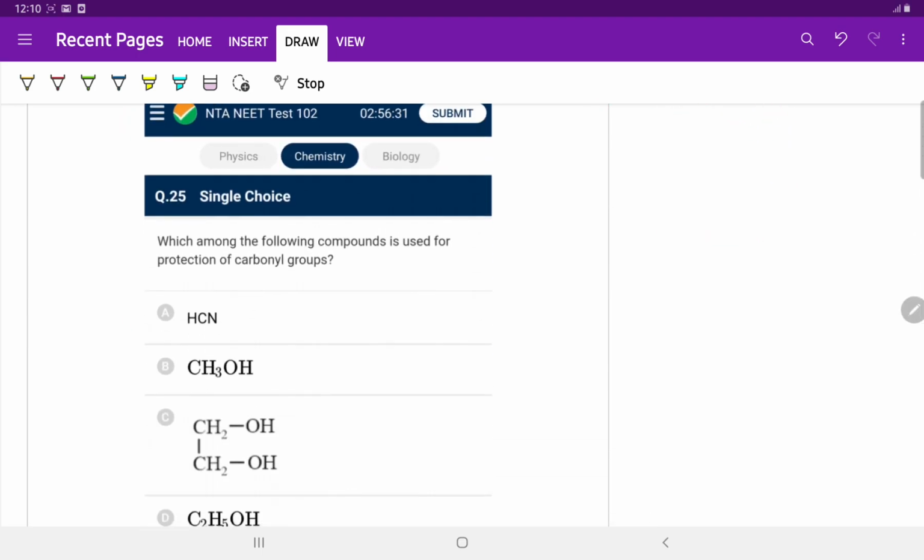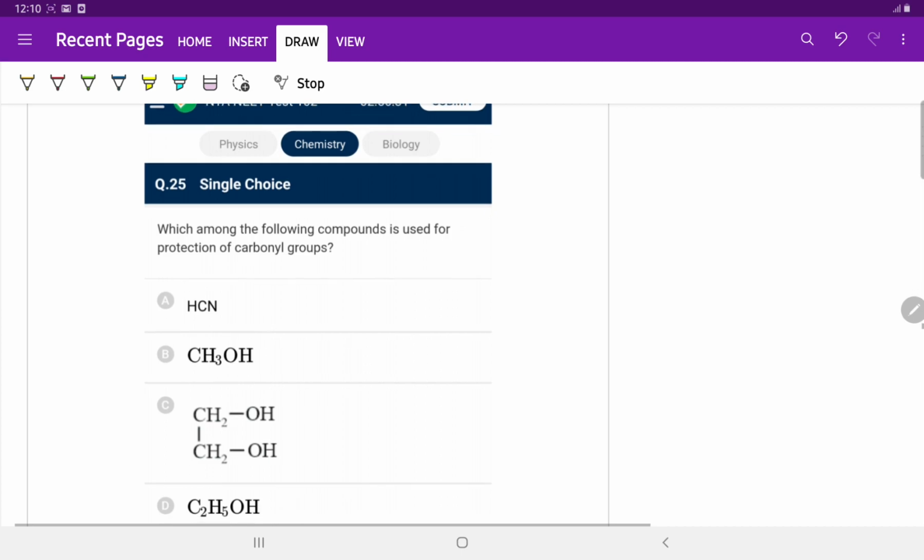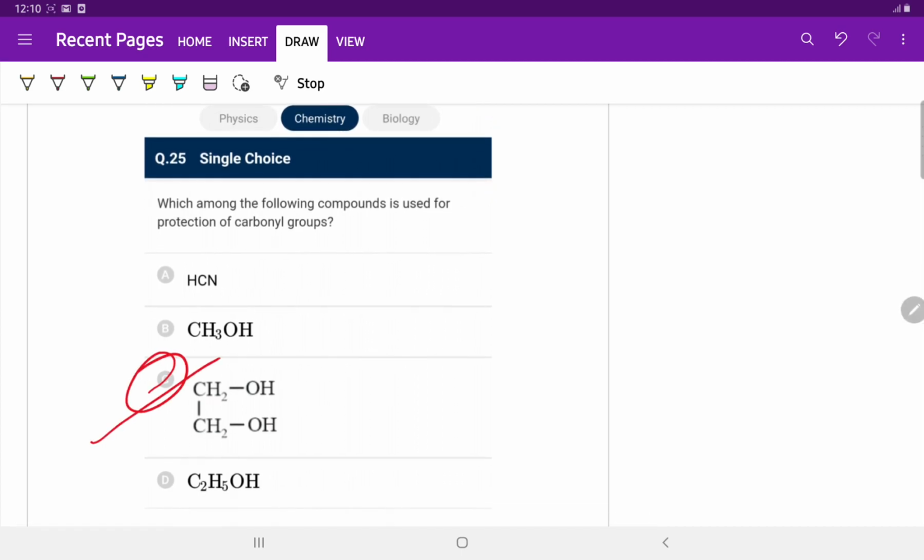Question number 25. Which among the following compounds is used for the protection of the carbonyl group? Ethylene glycol. Ethylene glycol forms acetal in acidic medium with aldehydes and ketones.